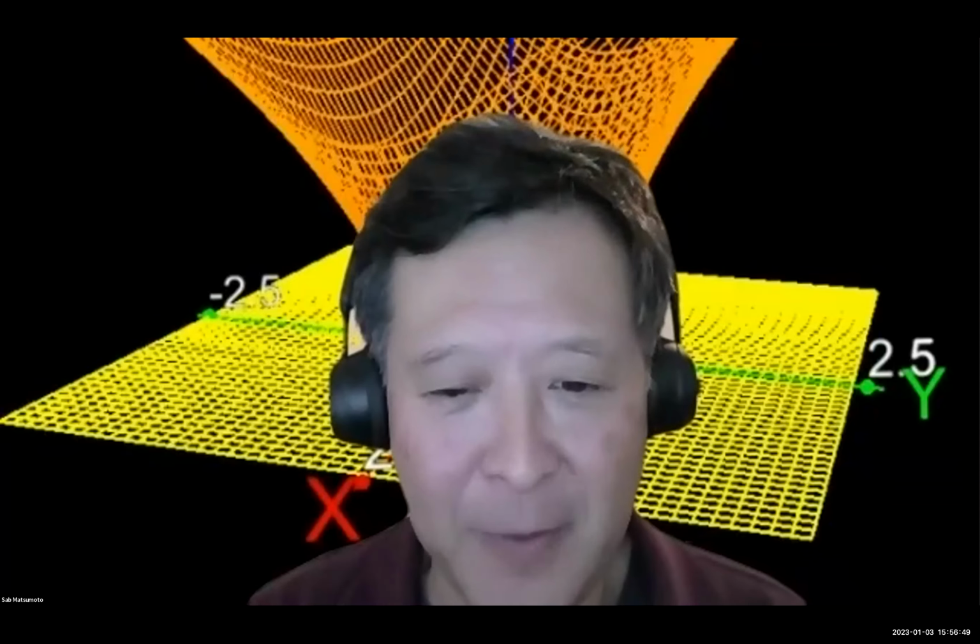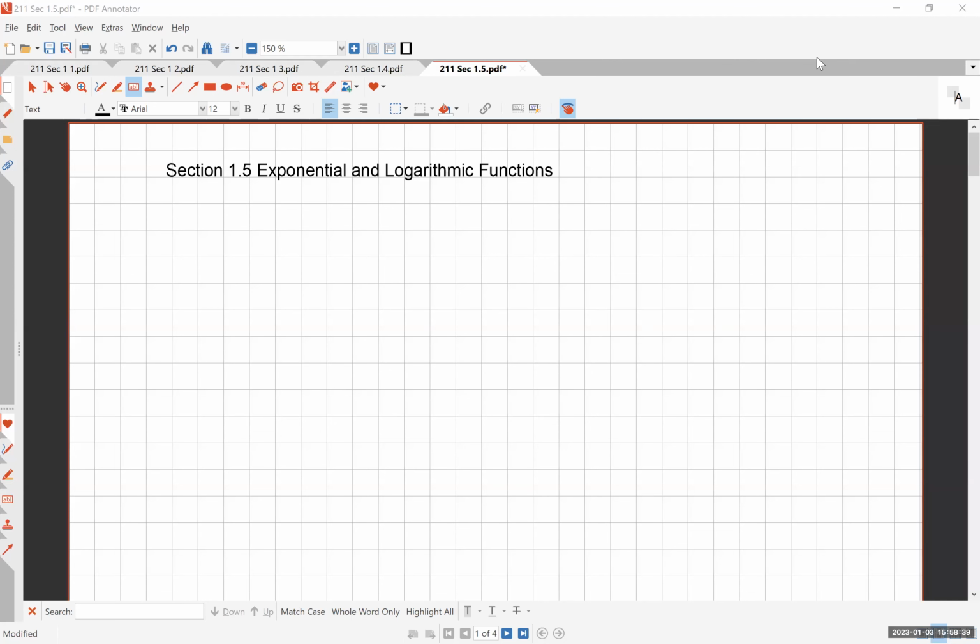So let's get started in Section 1.5. Section 1.5 is on exponential and logarithmic functions. The first one is about logarithm. I will start with exponential functions, and then we'll go into the second part of this section, which is logarithmic functions. I'm going to start from something very, very basic. I will talk about exponential, but that involves exponents.